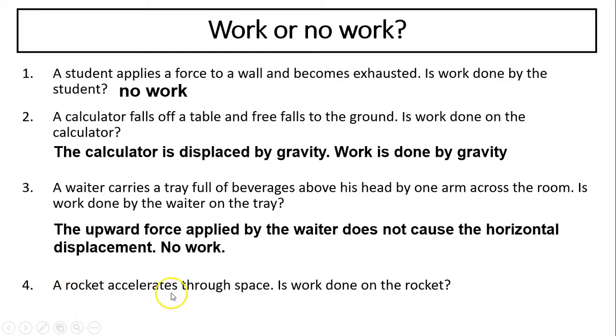Number 4, a rocket accelerates through space. Is work done on the rocket? Well, did the rocket have a displacement? Yes. So there must be a force acting on the rocket that caused that displacement. So work is done on the rocket. But what did the work on the rocket? Actually, that work is done by the propelled gas. The rocket expels the gas, pushing the gas back, and the gas pushes the rocket forward. That's an action-reaction force.